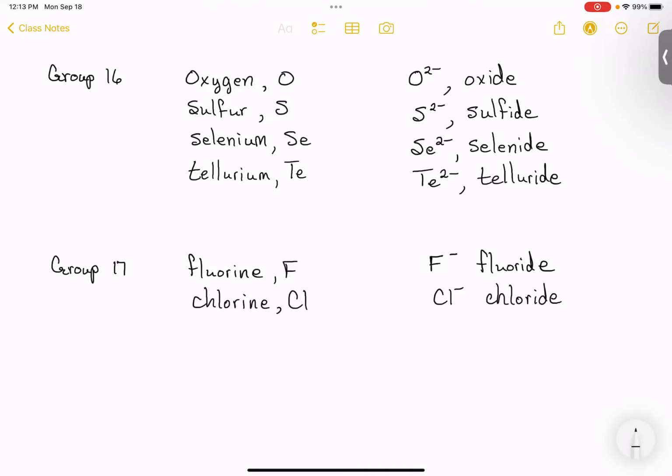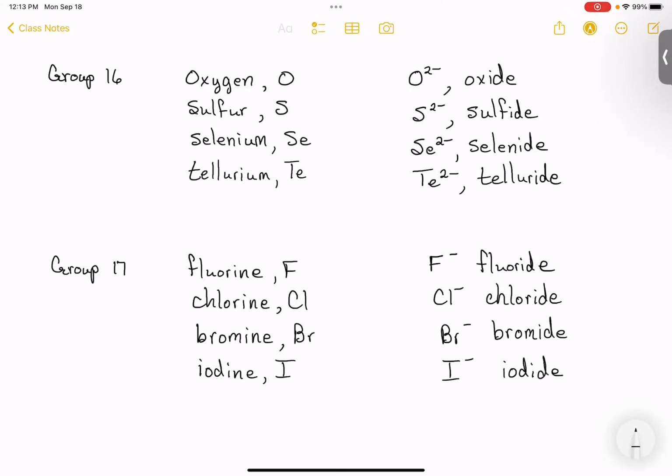Then you have bromine, which is Br, which becomes Br minus as an ion, and that is bromide. Then you have iodine, which becomes I minus, called iodide. And lastly, you have astatine, At. Since it's in group 17, it's At minus and becomes astatide.